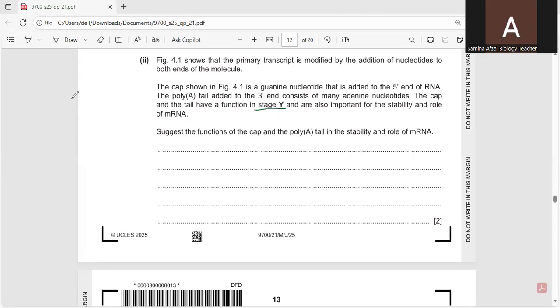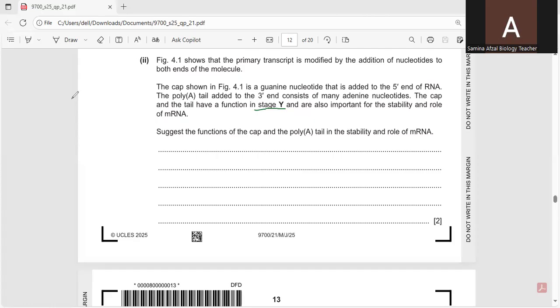So during splicing, you know that introns have been removed and exons have been joined. So, suggest the functions of the cap and the poly A tail in the stability and role of the messenger RNA.